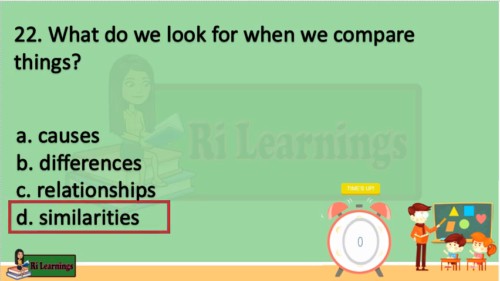The correct answer is D. Similarities. Explanation: when we compare things, we focus on their similarities, how they are alike or share common features. The other options relate to different processes. A. Causes, relevant to cause and effect relationships, not comparison. B. Differences, relevant to contrast, which focuses on how things are different. C. Relationships, a general term but not specific to comparison.